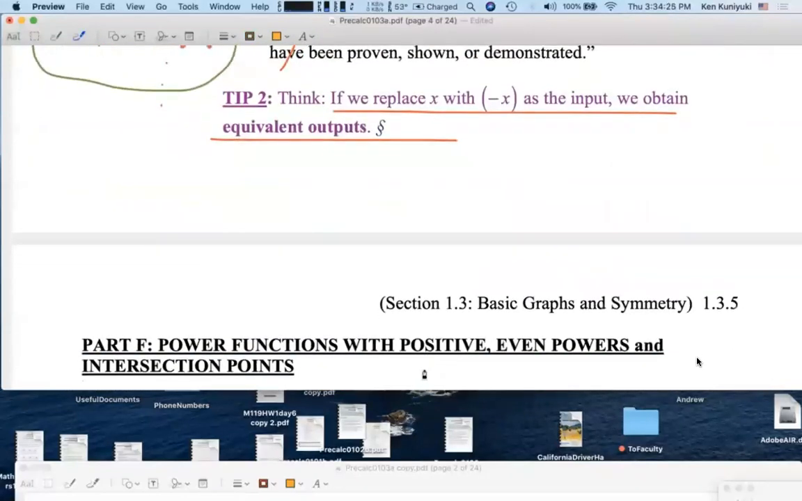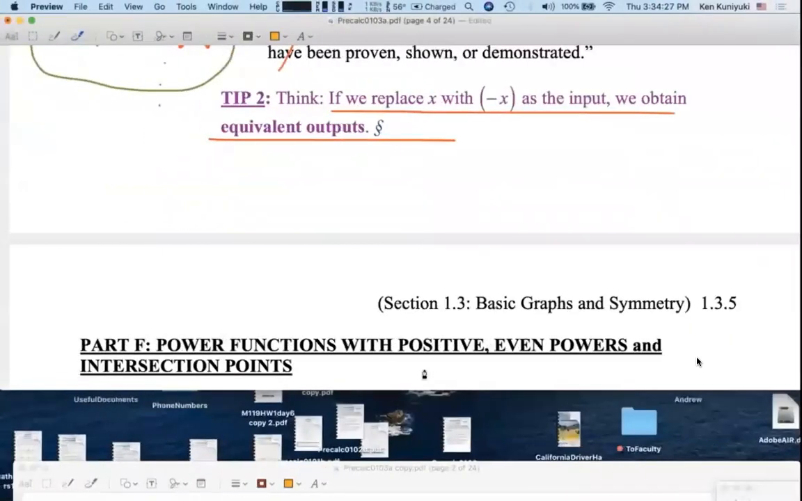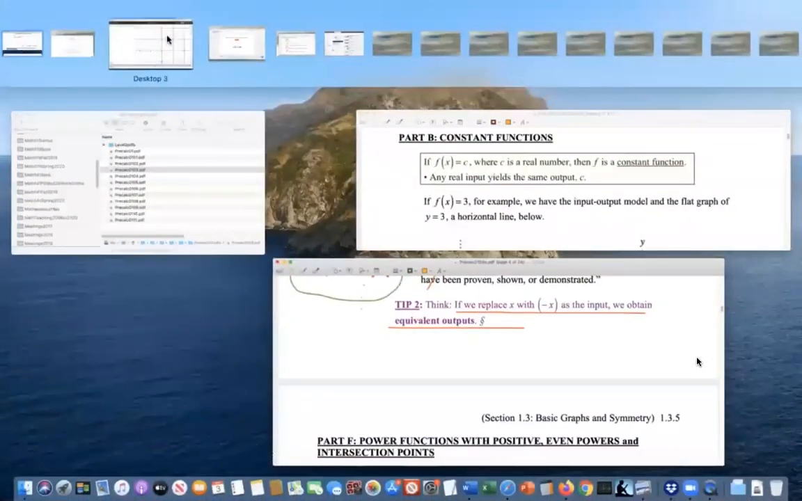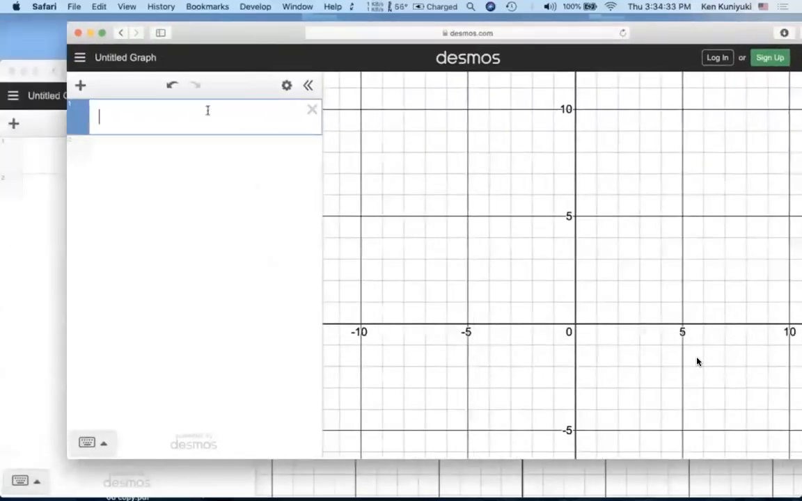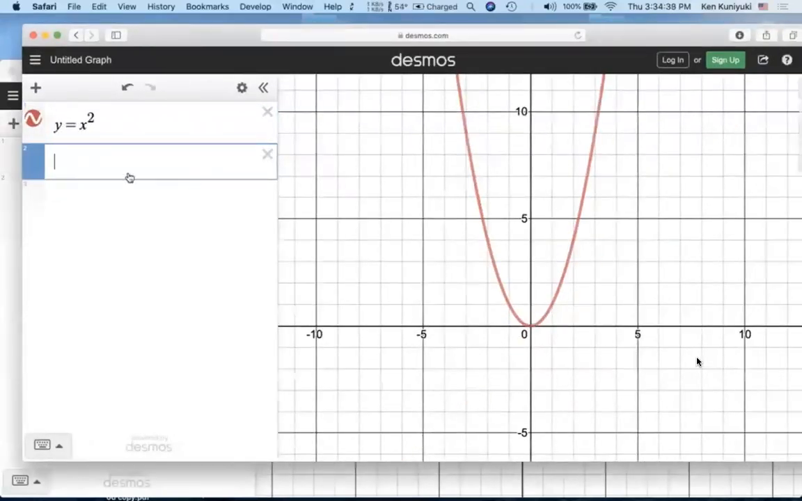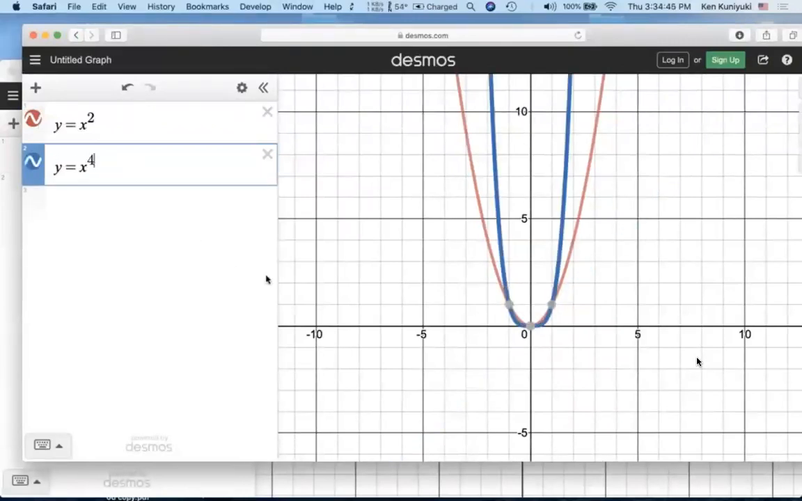Let's go to Desmos. All right, so let's graph y equals x to the second. That's called a parabola, by the way. And then y equals x to the fourth. Now, technically, this is not a parabola. Only quadratics graph as parabolas. But still, y equals x to the fourth in blue here is still a bowl shape.